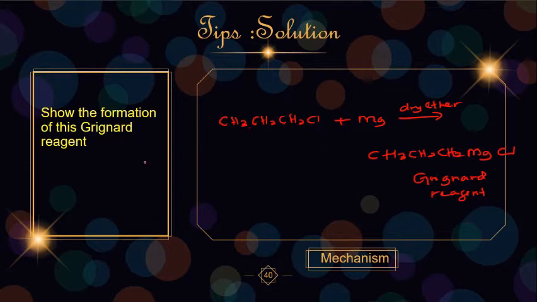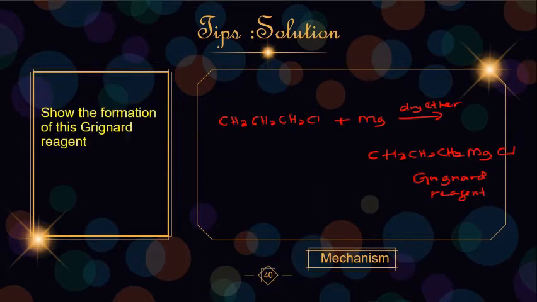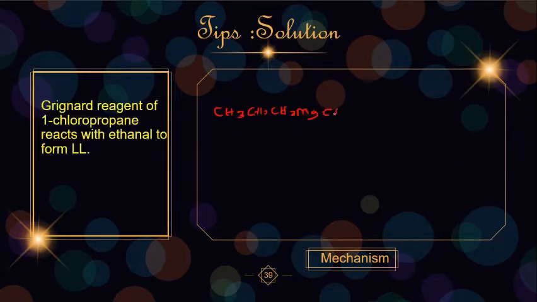So tadi dia kata show the formation of Grignard reagent, and you have to use this Grignard reagent to answer this question. Okay, so Grignard reagent you tadi CH3, CH2, CH2, okay, Mg, kita pakai Mg tadi, MgCl. So this is your Grignard. Okay, Grignard reagent of 1-chloropropane tadi, you reactkan dengan ethanal. So you campur dengan CH3, C double bond O, H. This is actually ethanal. Okay, to form LL.